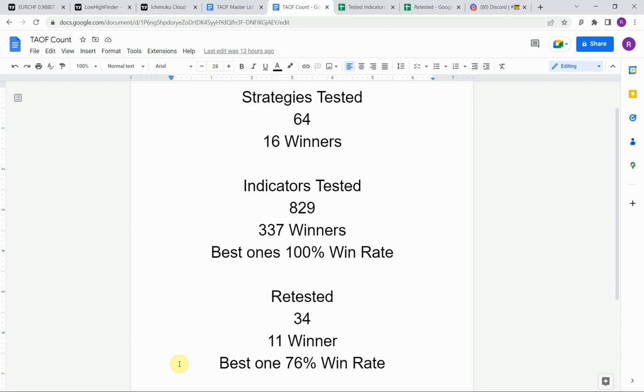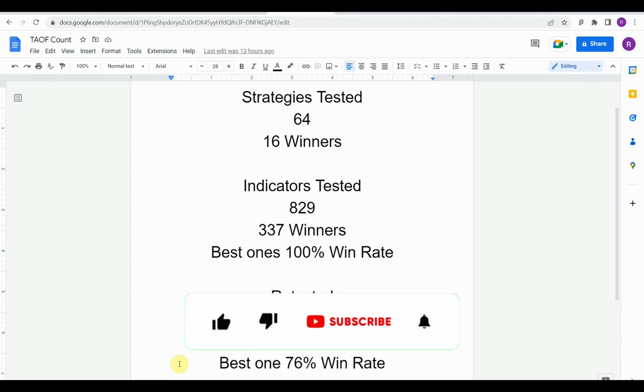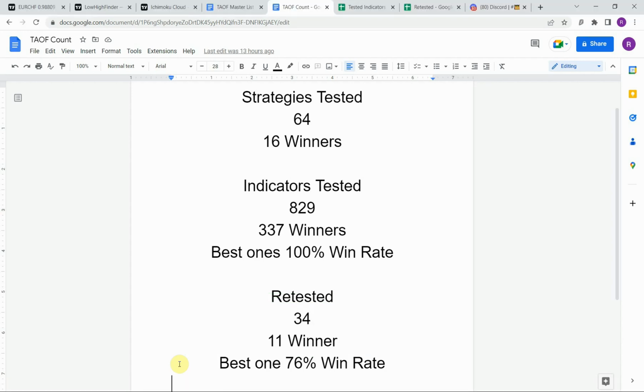Now you need to go back and watch those videos to understand the context of how they were able to achieve that. So go back and watch those videos and see what you can get out of those winning indicators. We have also retested in the advanced testing 34 of the winning indicators. 11 of them have been able to maintain the winning status, the best one a 76% win rate. Now keep in mind that we test most of these strategies and indicators on the Forex and crypto market, but they can be applied to just about any market and time frame universally.